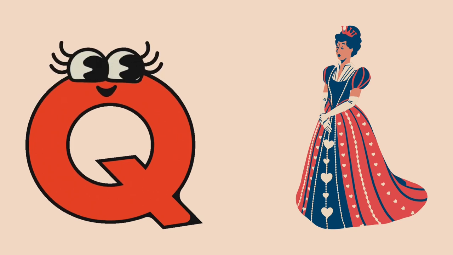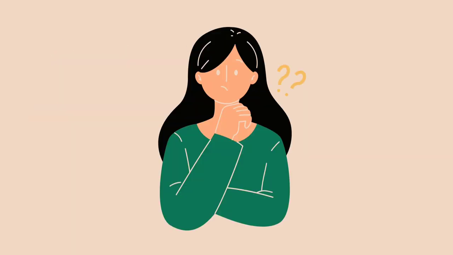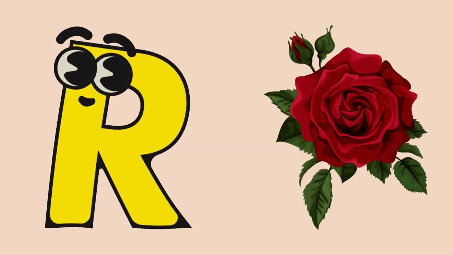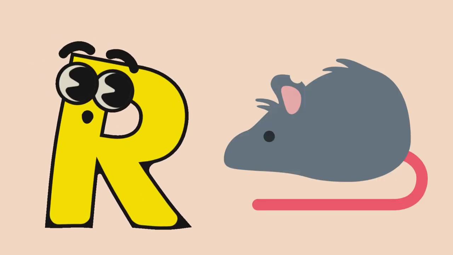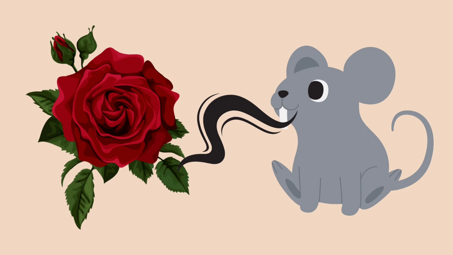Q for queen and Q for question. Queen is asking a question. R for rose and R for rat. Rat is smelling rose.